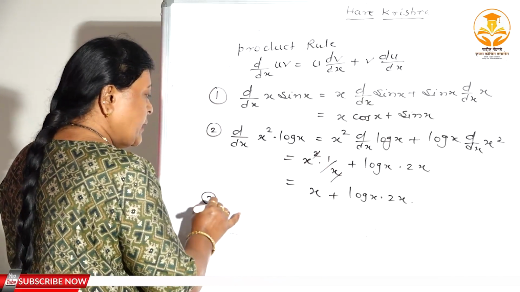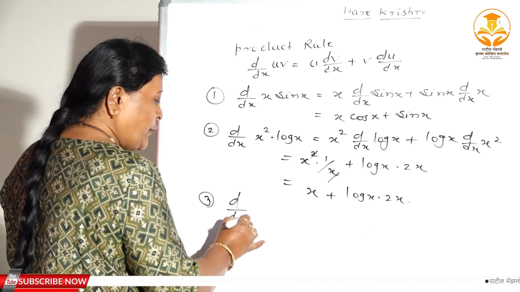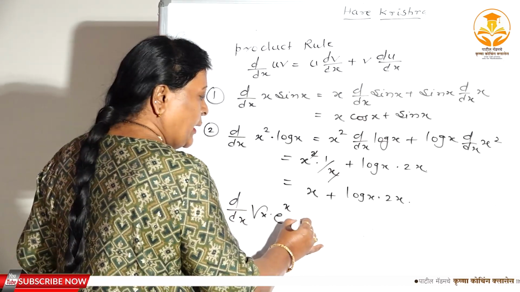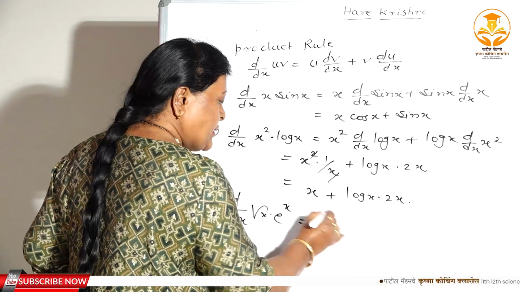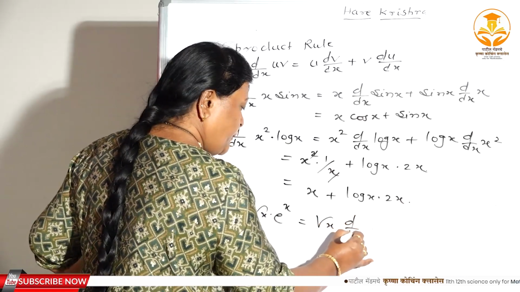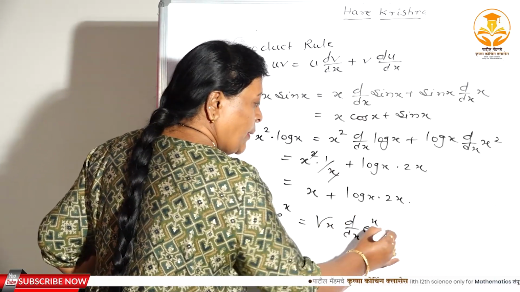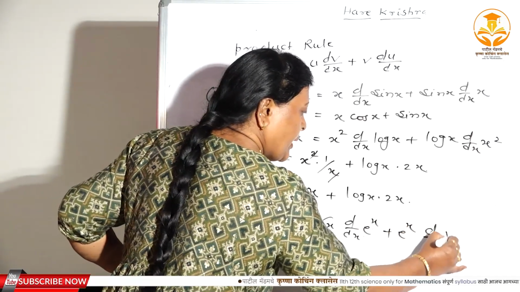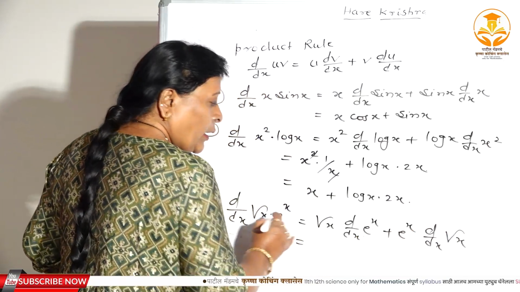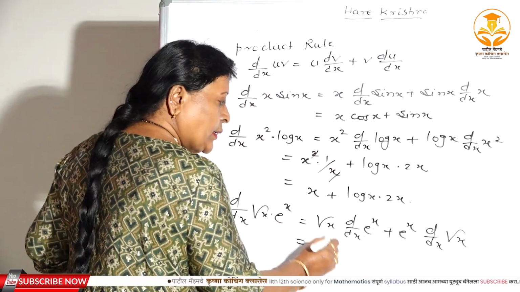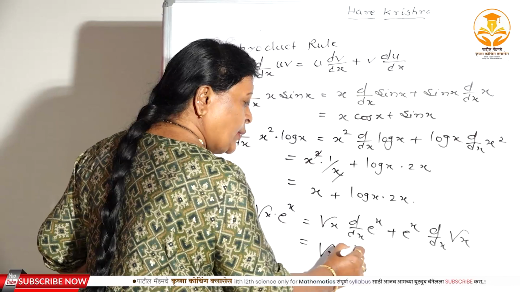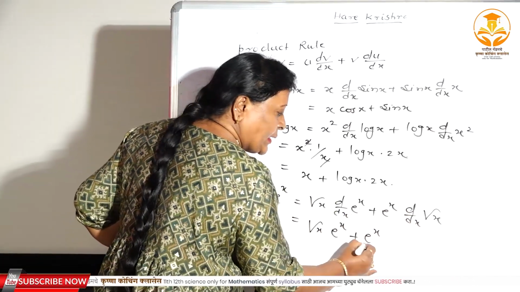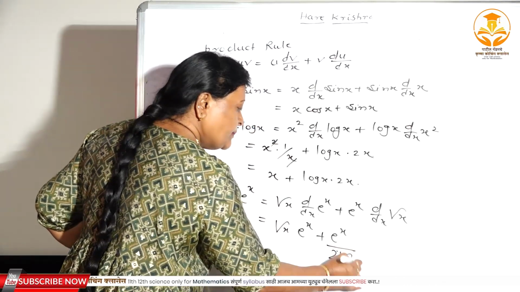Suppose I consider the third example, d/dx of root x into e to the power x. Again see, root x remains as it is, d/dx of e raised to x, plus e raised to x remains as it is, d/dx of root x. The derivative of e to the power x is e to the power x, and the derivative of root x is equal to 1 upon 2 root x. Isn't it?